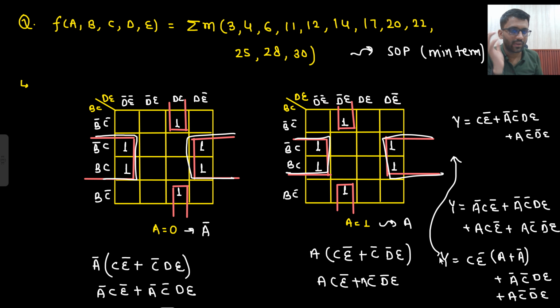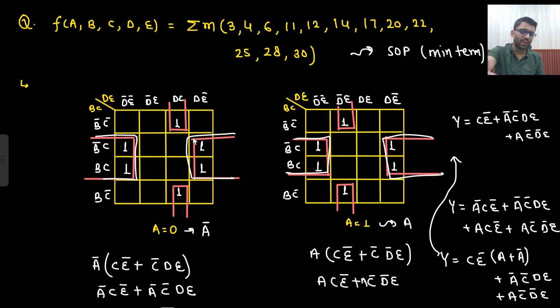Are you getting this point? This is an octet, not a quad. 4, 4, and these 4 are adjacent to each other. So that's why I could have directly written C E bar. But this is the method I usually go with: I will just write down A bar and then solve all this, then I will write down A and then solve all this.